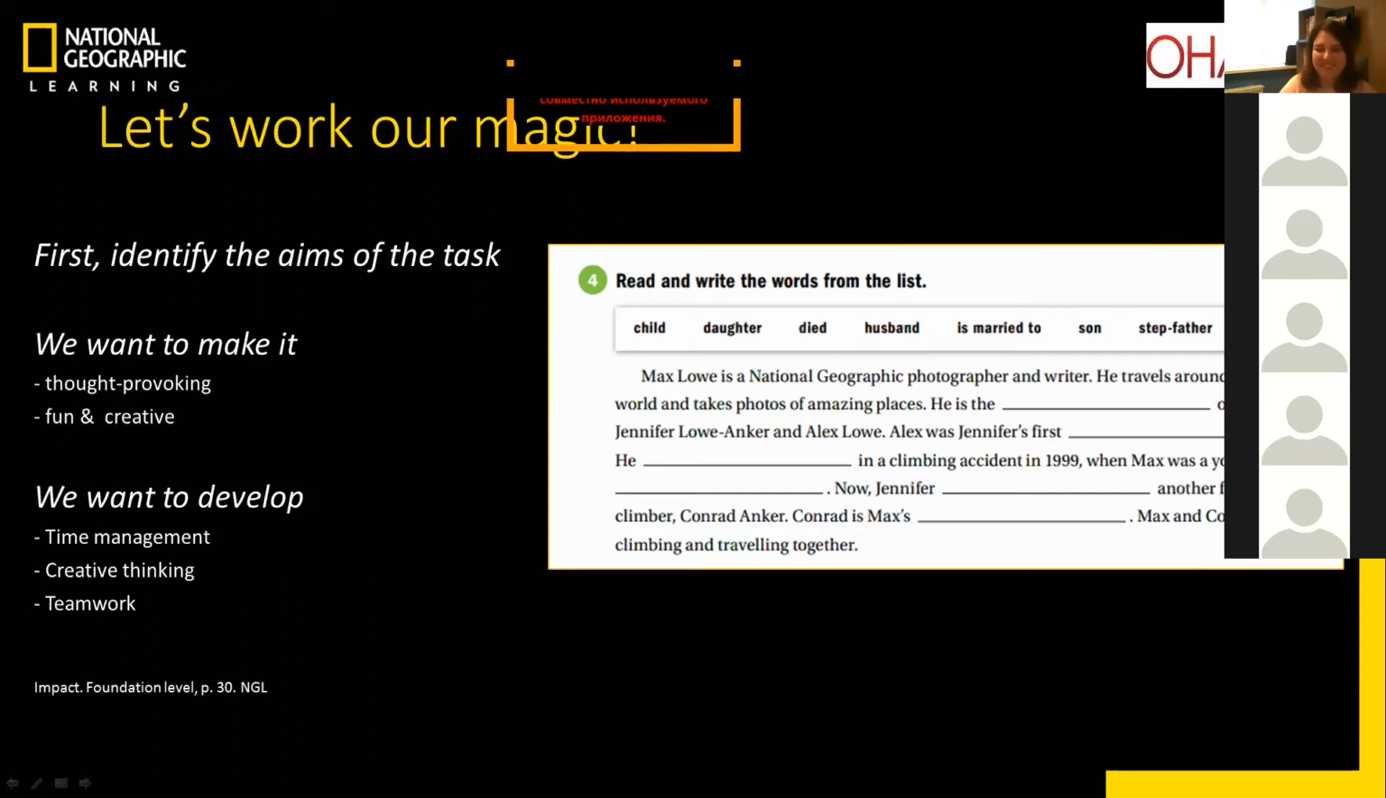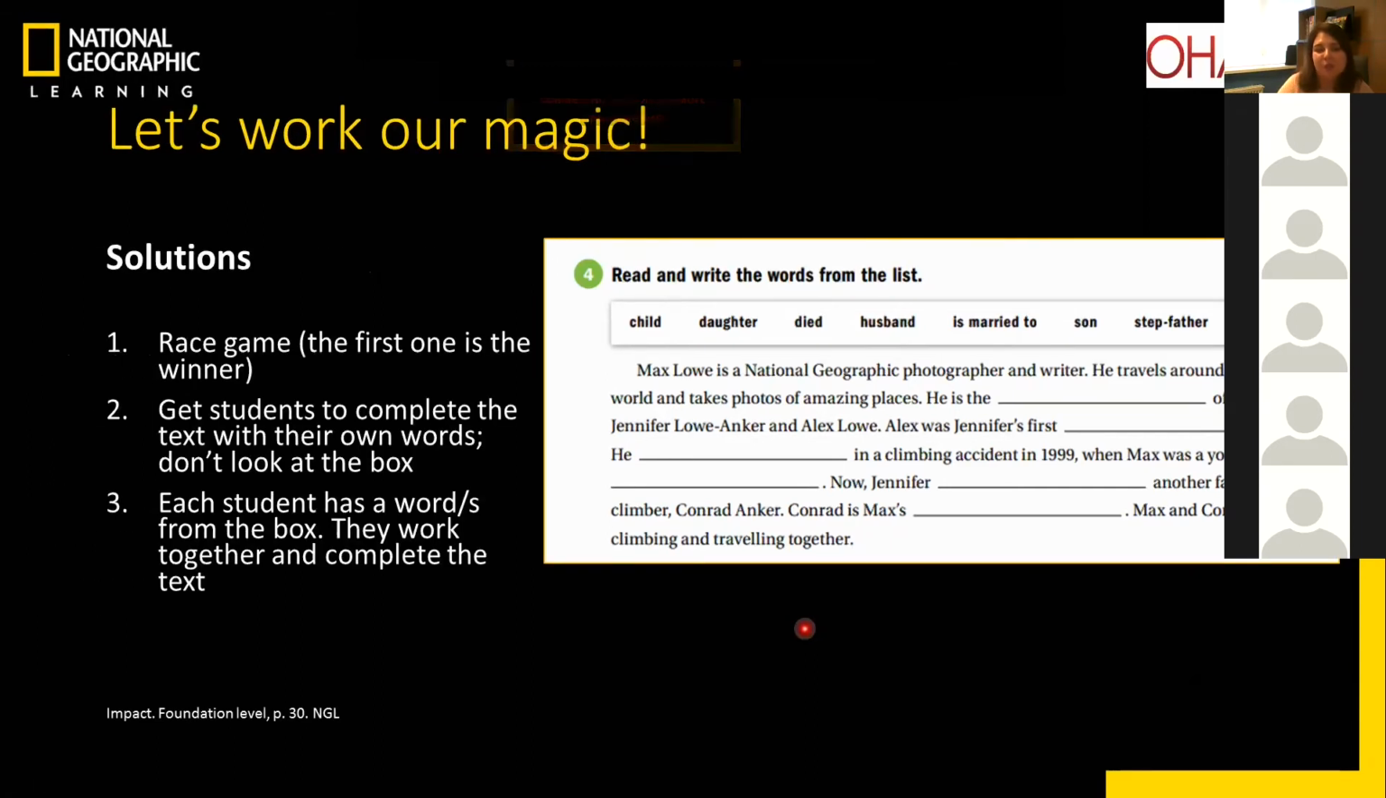Okay, good. Then let's move on together. Here there can be a lot of different options. The ones which I can suggest, just three of them, but of course there can be more. So first, you can turn this task into a race game. Students need to do the task, and the first person to finish is the winner.